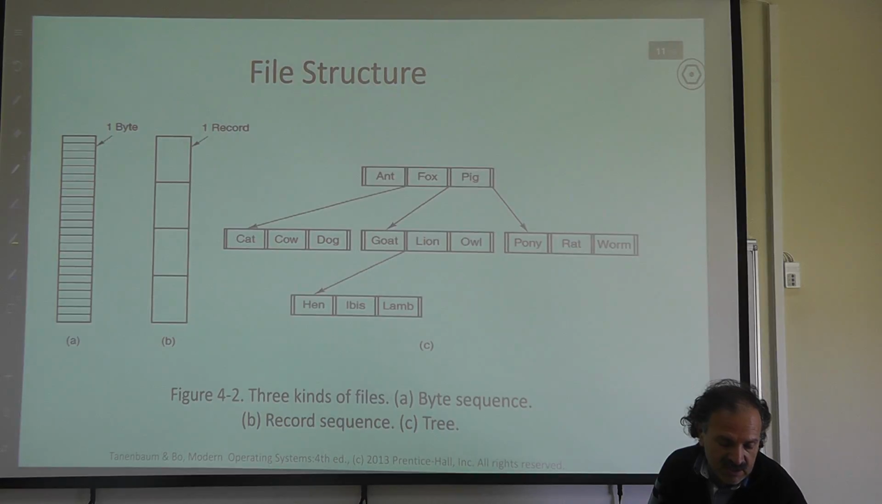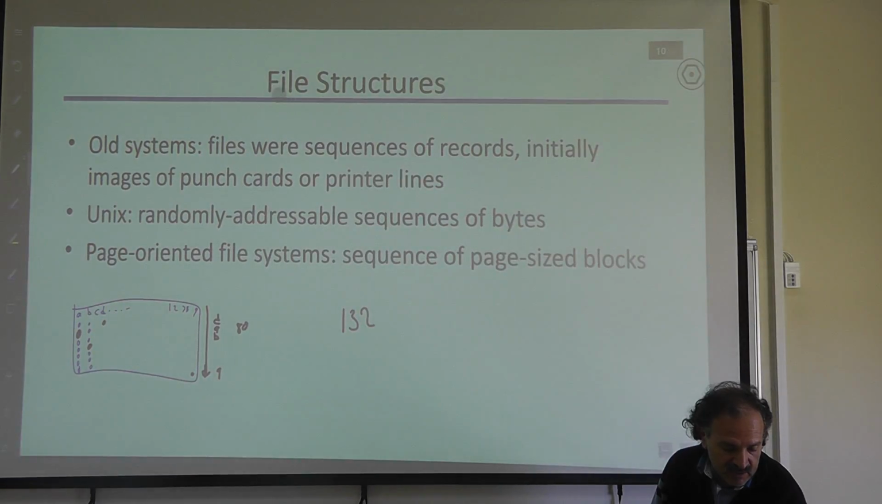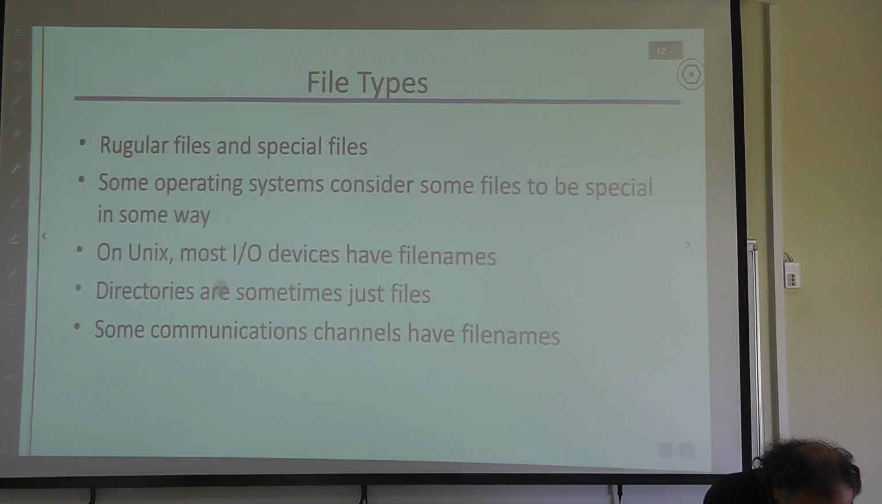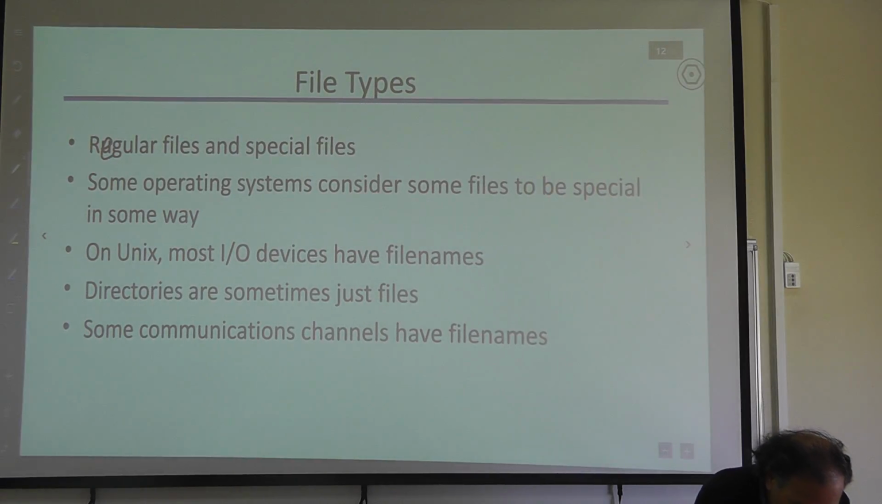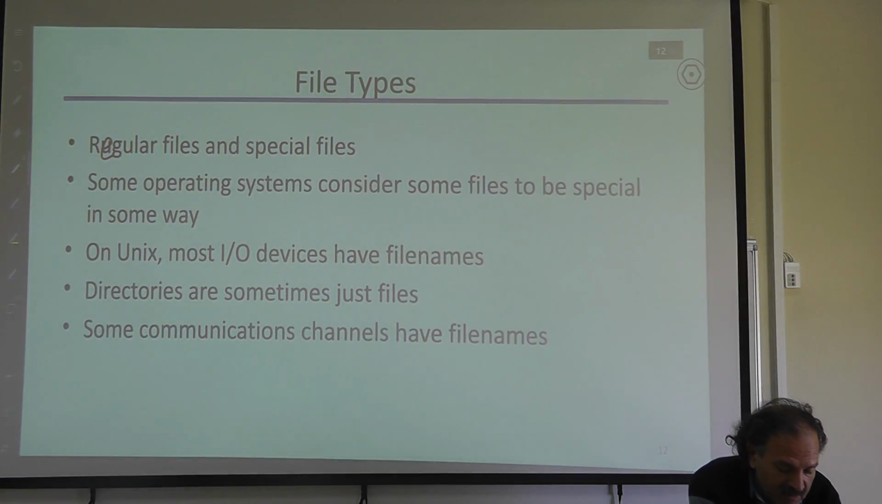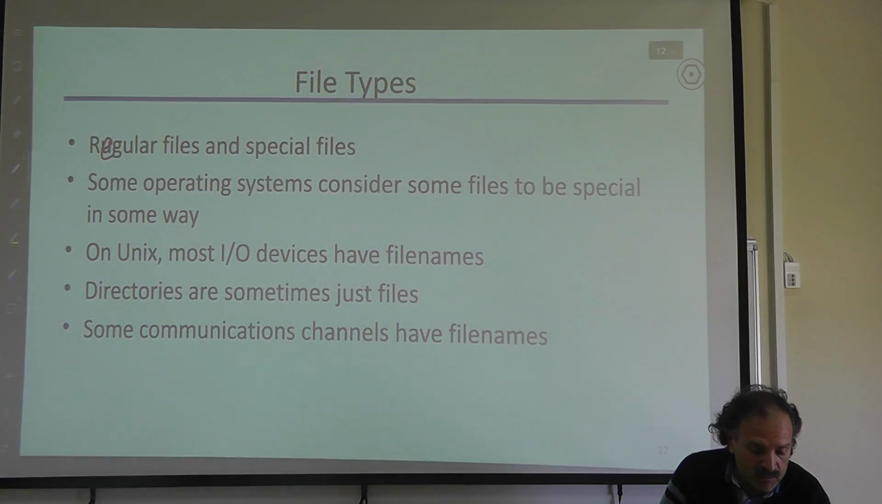And there are three types of file structures. Okay, remember we are talking about the file structures. Okay, let's look at some of the file types. What kind of file types do we have? We have the regular files and special files. For this chapter, we will be looking at these regular files most of the time.